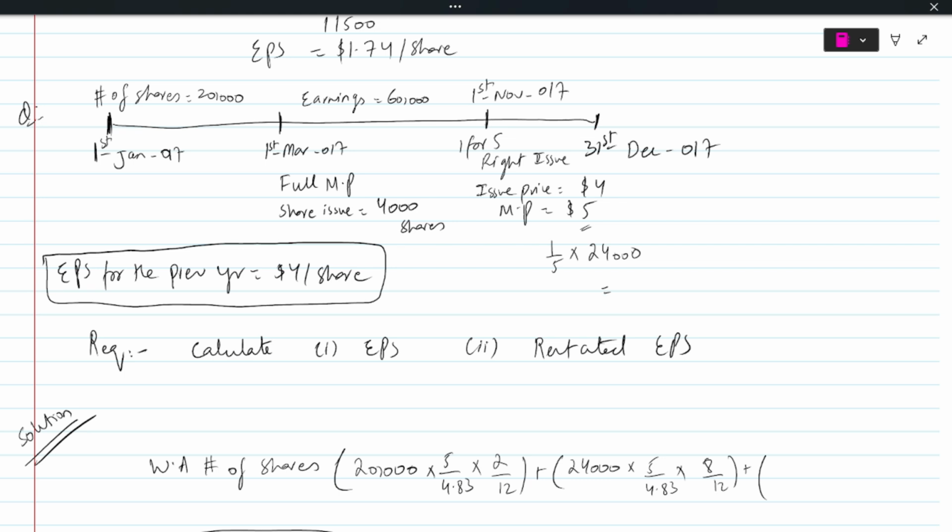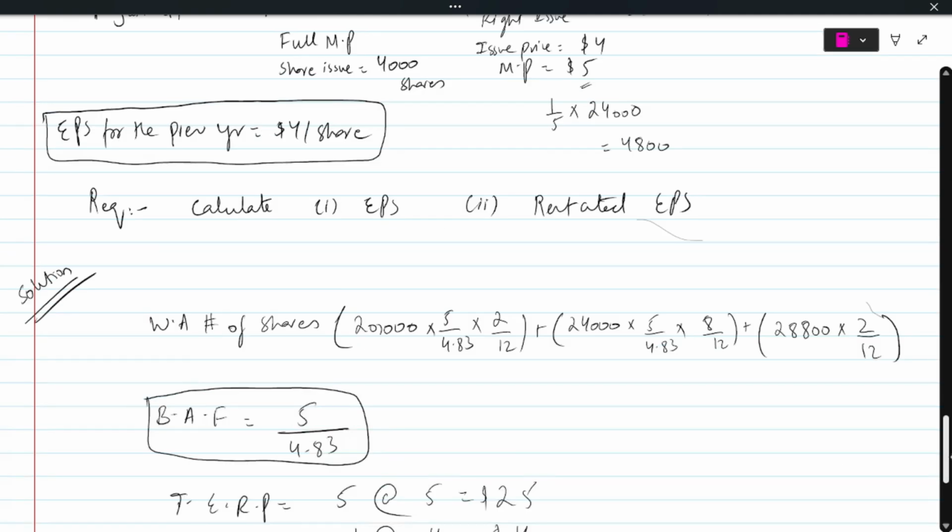That is gonna give me how much? Let me just do this on my calculator. 1 over 5 of 24,000. That's 4,800. 4,800 new shares. And if I add this with 24,000 previous shares, so that is 28,800. Okay, 28,800 shares into 2 over 12, because from 1st November to 31st December are 2 months, right? And because the right issue has already taken place, we will not multiply it with bonus adjustment factor, correct?